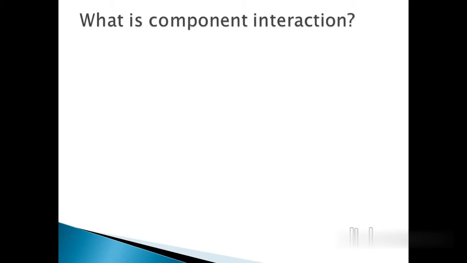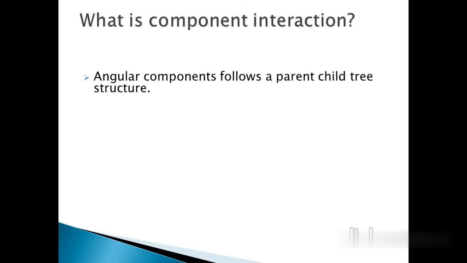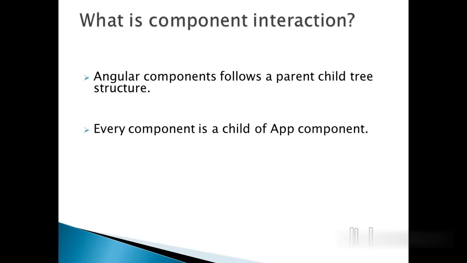If you see, an Angular application is a single page application. So, Angular components follow a parent-child tree structure. Every component is either a parent or a child to some parent. And every component is a child of the app component in an Angular application. It means the app component is the root component, or parent, of all the other components.